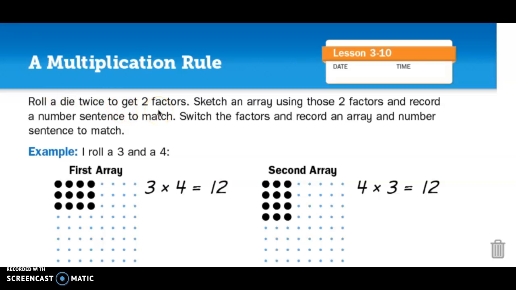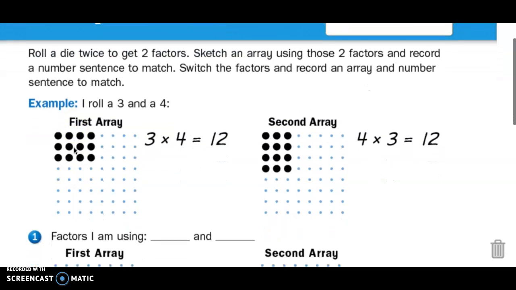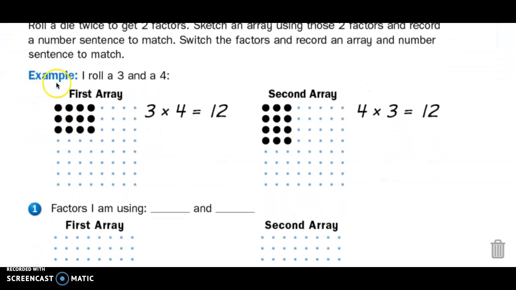Remember, a factor times a factor equals a product. Factors are the numbers that you are multiplying together. Then it says sketch an array using those two factors and record a number sentence to match. Switch the factors and record an array and a number sentence to match. So for the example, they're giving you directions on how to do it.